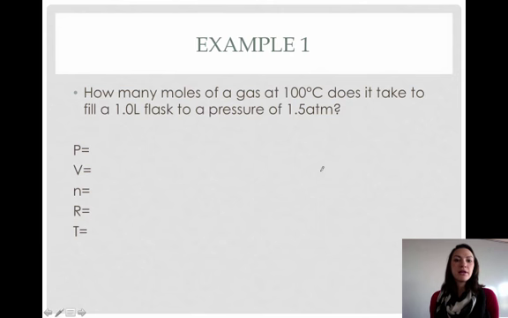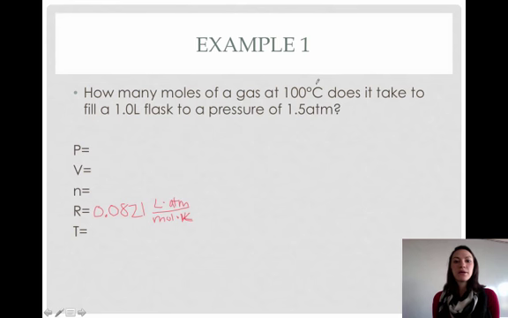Alright, so our first example: how many moles of a gas at 100 degrees Celsius does it take to fill a 1 liter flask to a pressure of 1.5 atmospheres? So you'll notice I've lined up my variables along the side. I can fill in R, because I know that it's always the same, 0.0821 liters times atmospheres over moles times Kelvin.